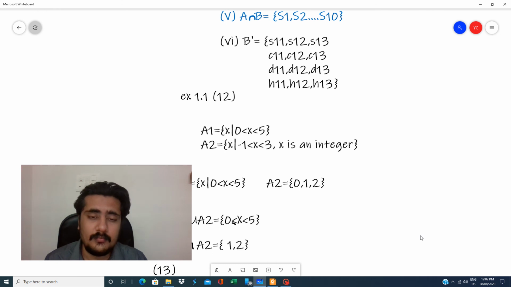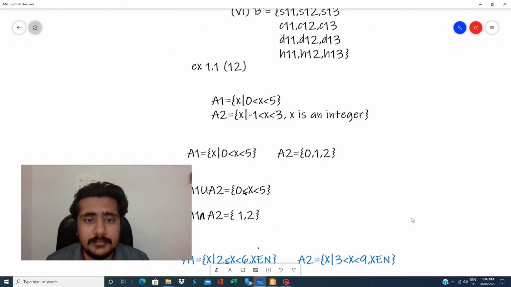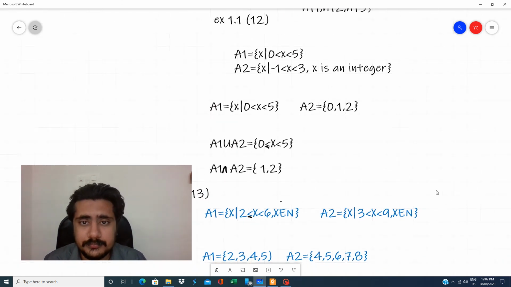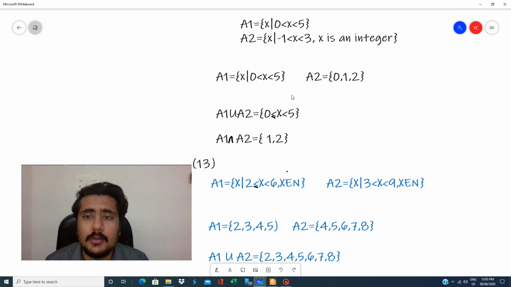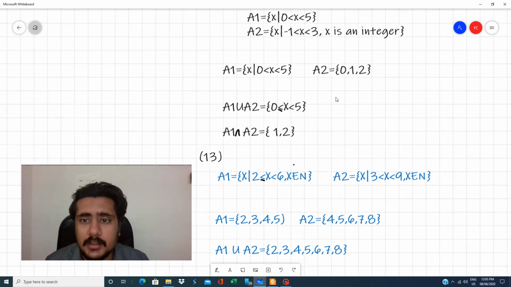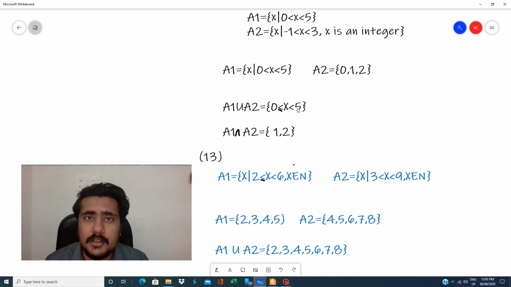Then in exercise 1.1 in the 12th sum, we have seen that A1 is from 0 to 5 and A2 is from -1 to 3. So if you combine both for the union, you can see that A1 is 0 to 5 and A2 is actually integers. So A2 is 0, 1, 2. So if you combine, it would be 0 to 5. Now I have taken equal to 0 here because in A2 0 is there. The condition in union is that it should be in any of the events. Okay, you have to take it.